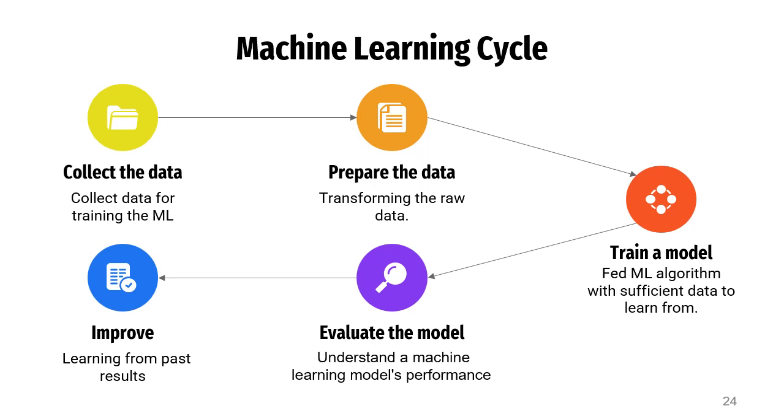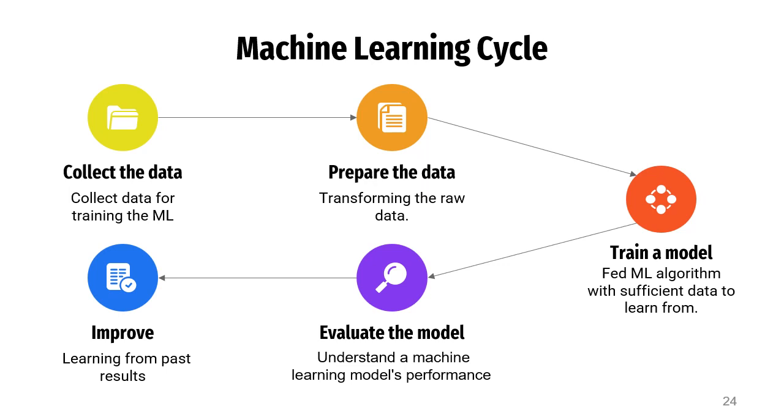We collect data for training the ML. The data set may be of the type CSV, which is in the form of Excel, or a JSON type folder, which is a JavaScript type of data set, and it may also be in the form of images, audios, or signals, real-time signals. And after the collection of data, we are preparing the data.